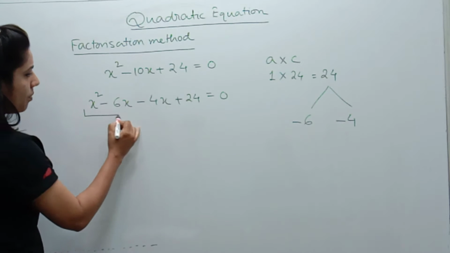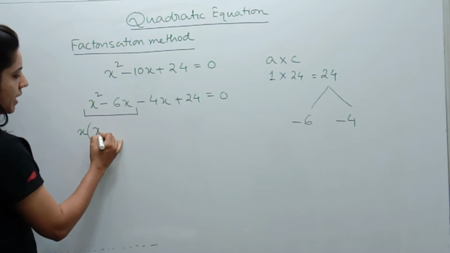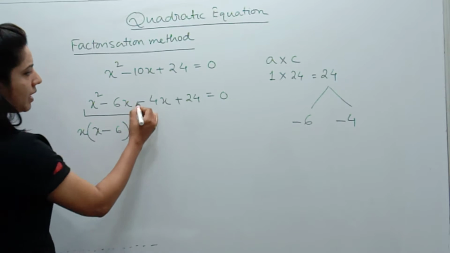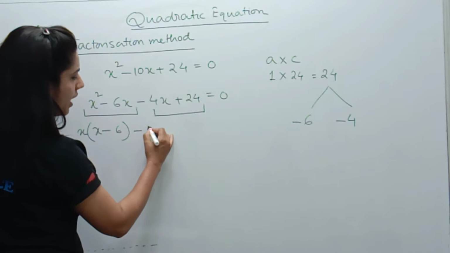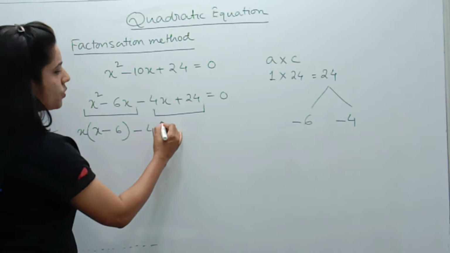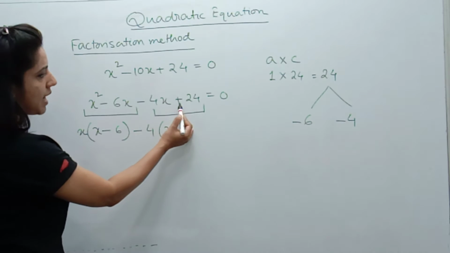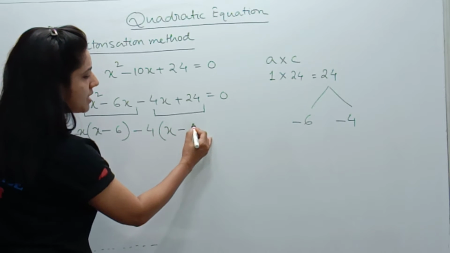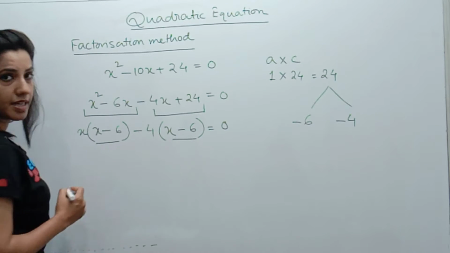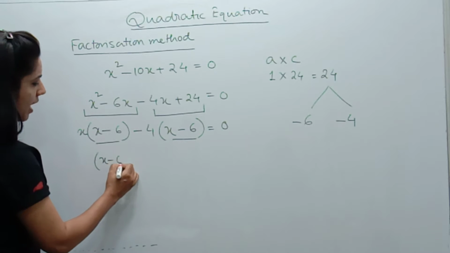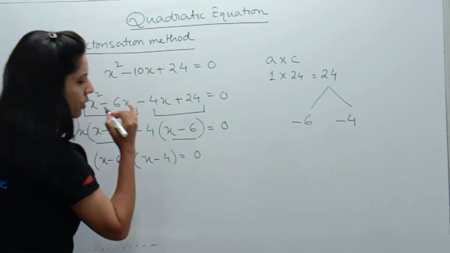Now take common from these two factors. I will take x common from here. So I'll take x minus 6. In the middle we have a minus sign. I will take common from here also. I'll take 4 common from here. So it is x minus... since I have taken a minus sign here, this sign will get changed and it will be minus 6. So I have one common factor, that is x minus 6, and the other common factor is x minus 4, equal to 0.